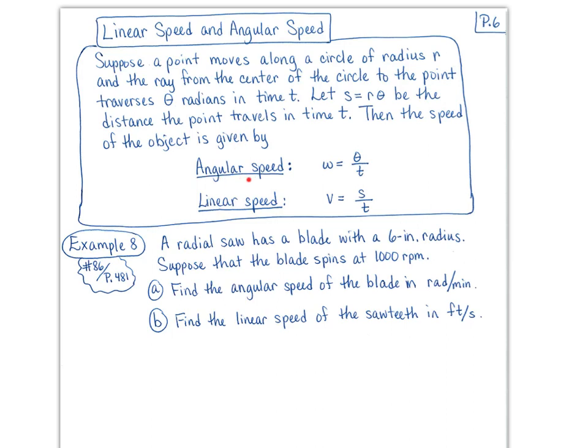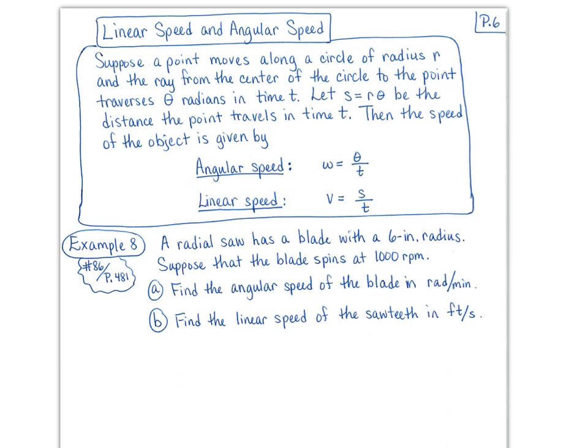The angular speed is given by omega equals theta over t. I said 2, but it should be t. Omega is equal to theta over t, so your radians over your time. Your linear speed is v equals s over t. Okay? So, let's look at an example.